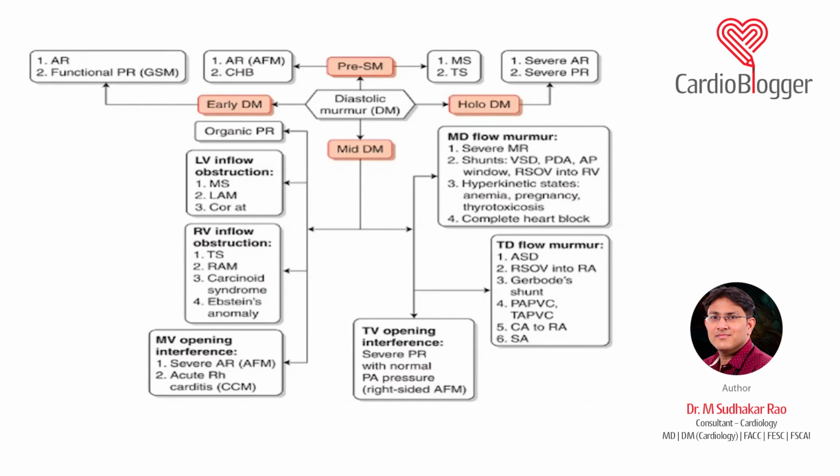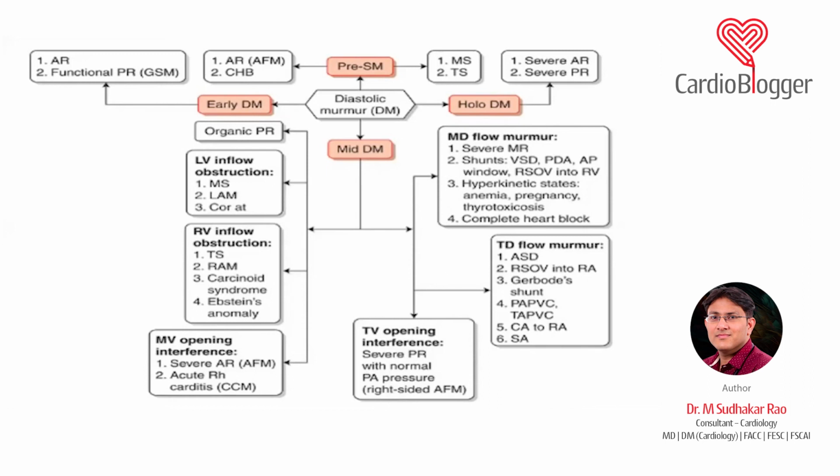Similarly, RV inflow obstruction, like tricuspid stenosis or RA myxoma, can cause it. Rarely, Ebstein's anomaly can cause a mid-diastolic murmur. Now, flow murmurs are anything which causes increased flow. Typical is atrial septal defect. It is a typical example. Other examples are like ASD, TAPVC and PAPVC.